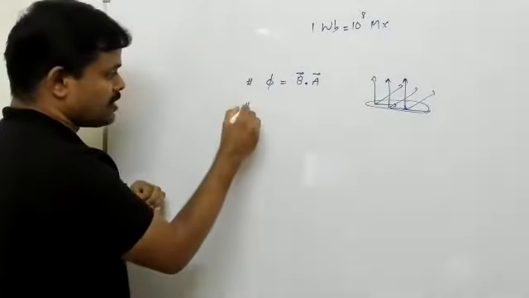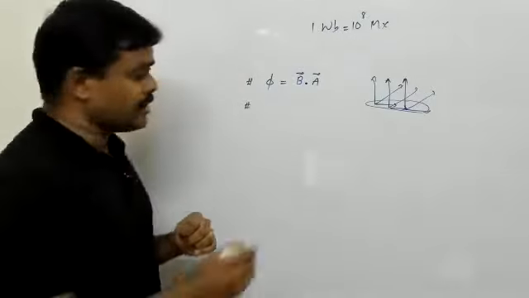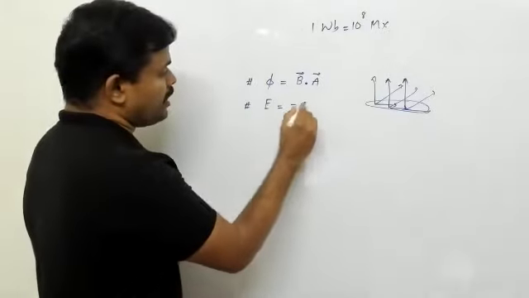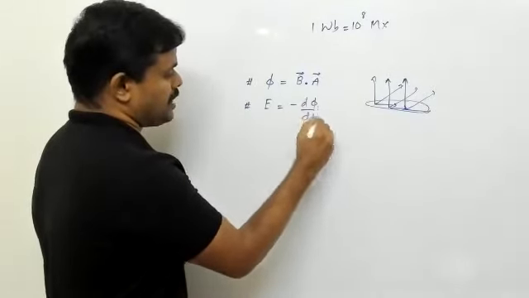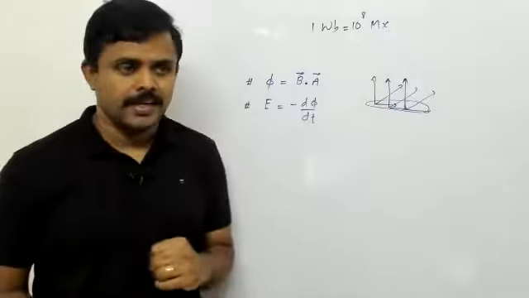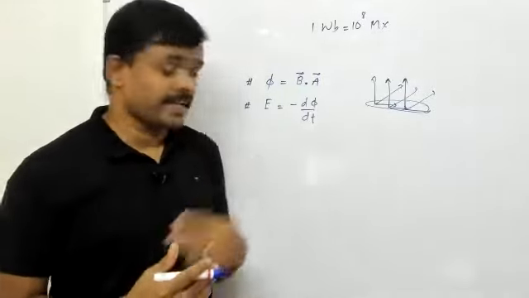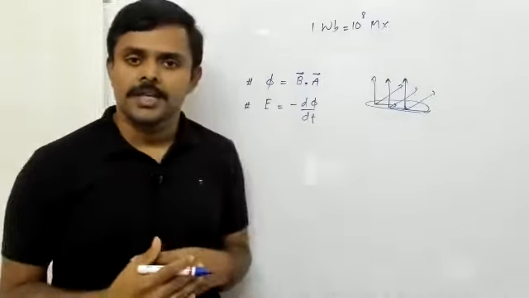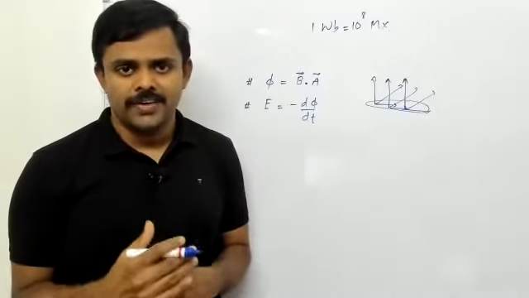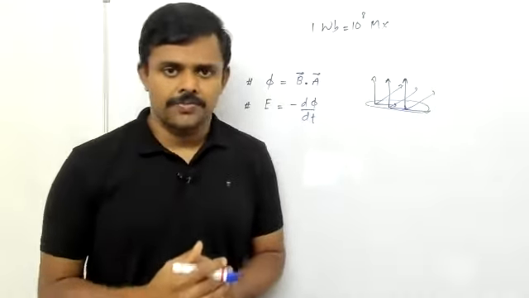And the second one was Lenz's law. According to Lenz's law, EMF is given by minus d phi by dt, where phi is the flux. d phi by dt is the rate of change of flux.